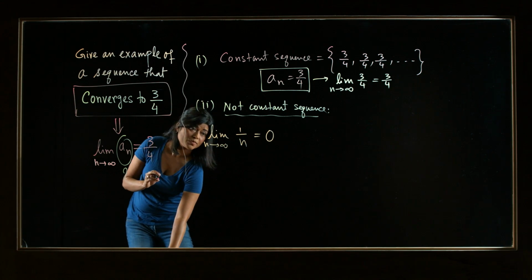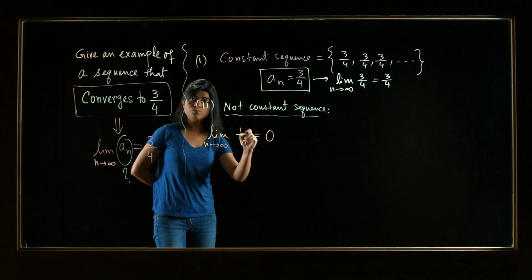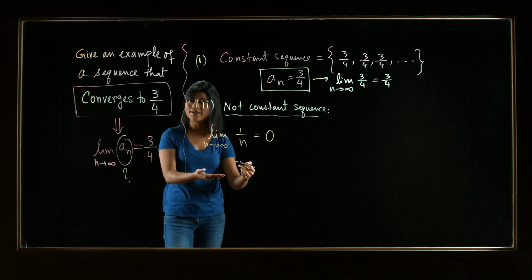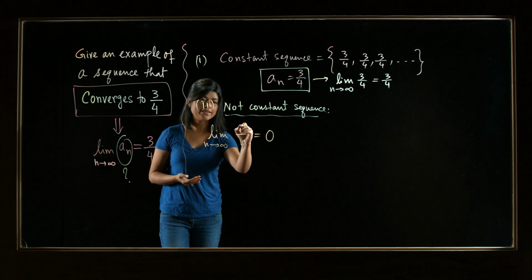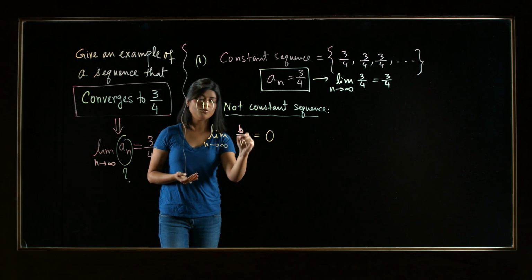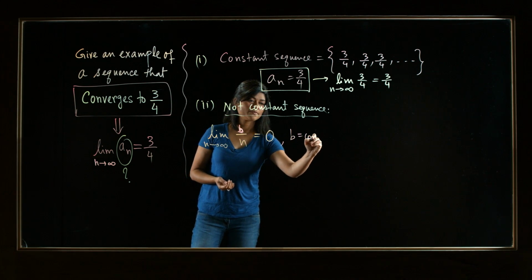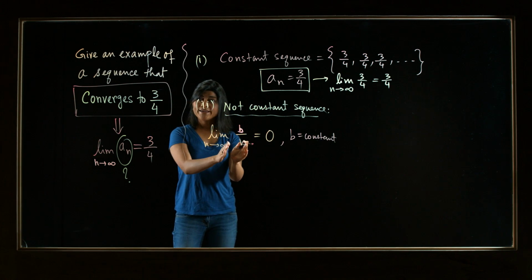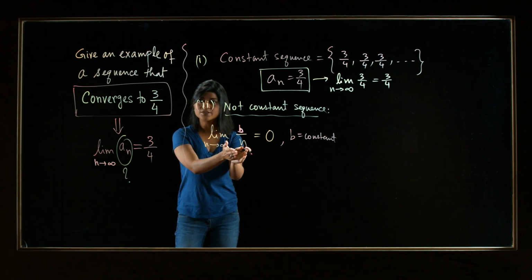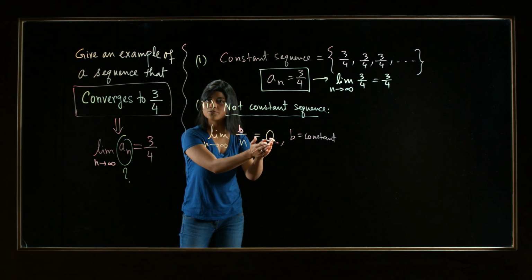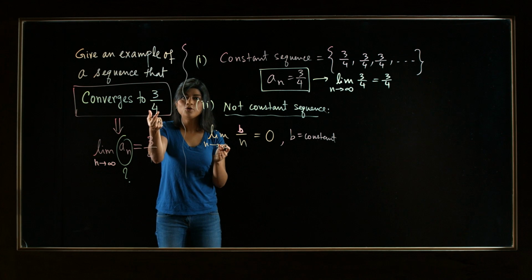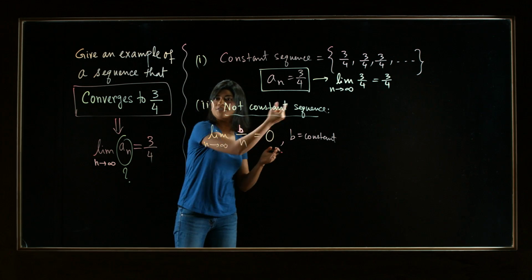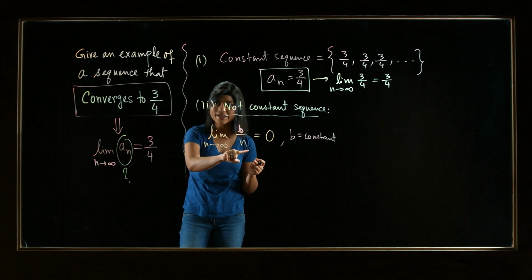Now notice that this particular function, 1 over n, doesn't have to be 1 over n. It can be any constant over n, and it will still approach 0. So say this is some constant b over n, where b is a constant, and the limit is still 0. Why did I bring up this particular sequence? Because I know the limit is 0, and our limit has to be 3/4. So what if I add 3/4 to 0? Then my answer will be 3/4. So what will I add to this function?